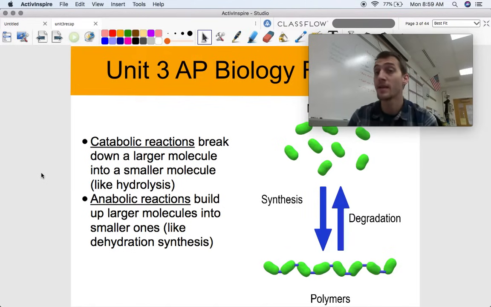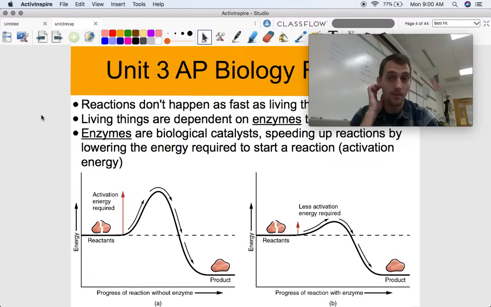And we can categorize chemical reactions into 2 groups. Catabolic reactions break down a larger molecule into smaller molecules. Hydrolysis, for example, is a type of catabolic reaction, breaking something down from, say, your food into smaller pieces, like breaking down polysaccharides into monosaccharides. And anabolic reactions build up smaller molecules into larger ones, like, for example, what we talked about in Unit 1, dehydration synthesis. So what is this called? This is called your metabolism, and we're going to talk about that a little bit more in topic 3.4.